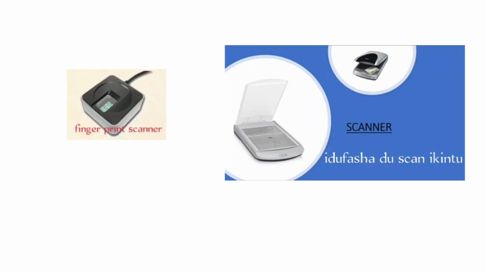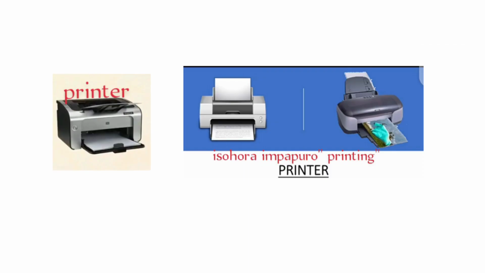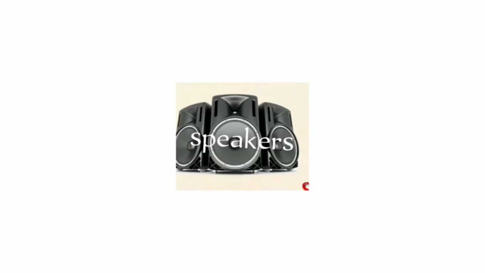Another part, we have a printer. A printer or scanner is a part of the computer which helps us to get the information on paper. It means that in order to get what you have done on paper, we need a printer to print it.